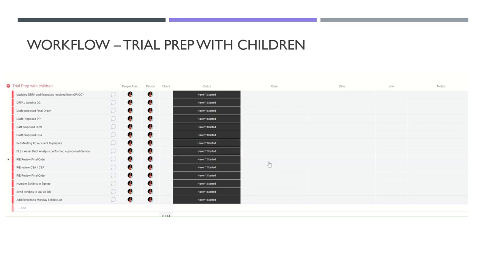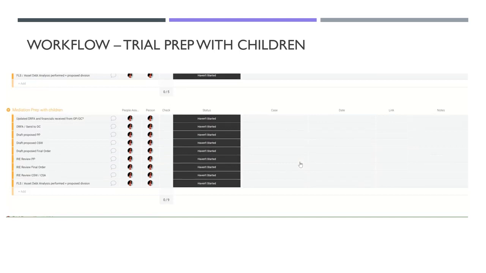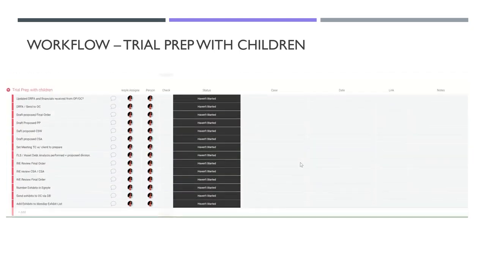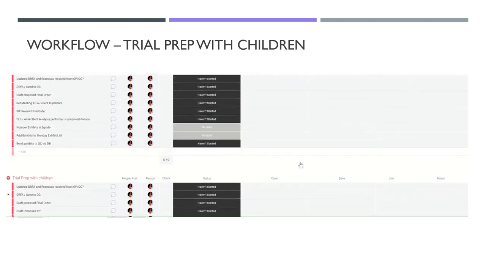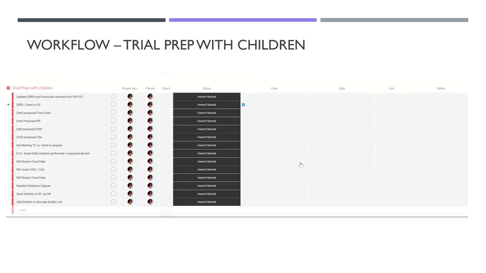So I'm going to show you my trial prep workflow. And just so you know, I've got tons of workflows on here, and it does not make sense for me to go through every single one of them step by step, but I'll just show you what I have. For example, here's trial prep without children. Here's mediation prep with children. Here's mediation prep without children. There's just a lot of different things that you can do. So usually what you can do is just start with one workflow, copy it, and then delete as needed. The trial prep with children is going to have the most tasks, so I'll just go over that.